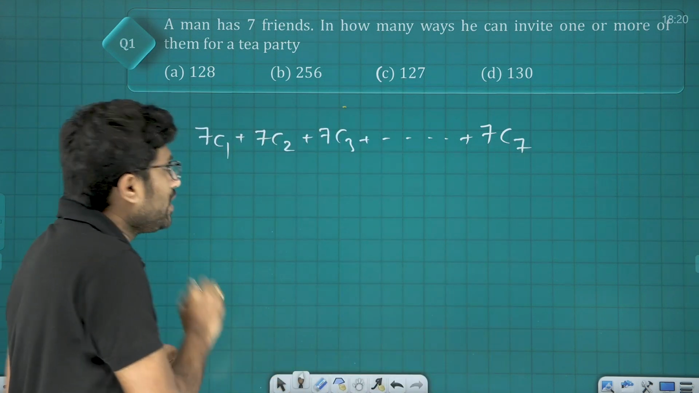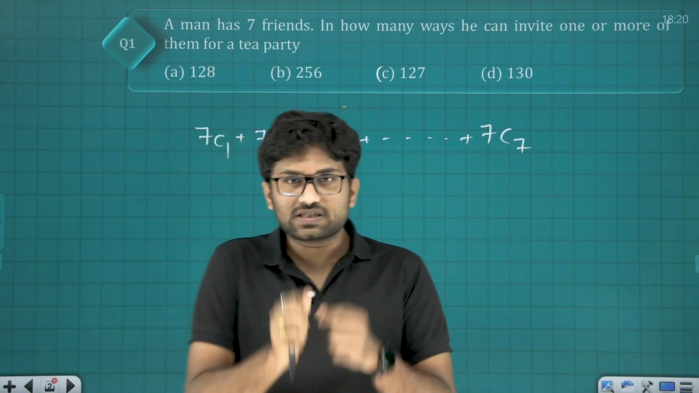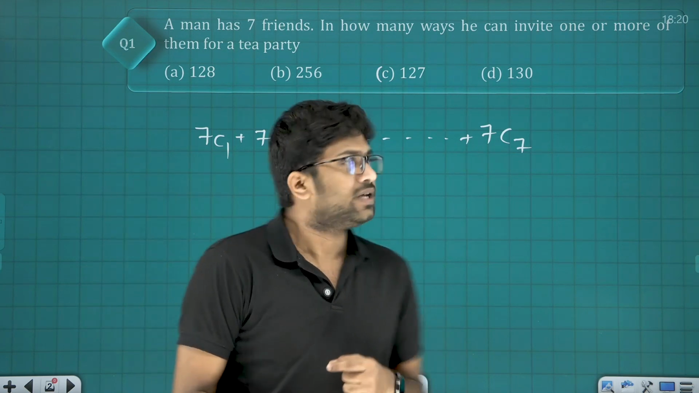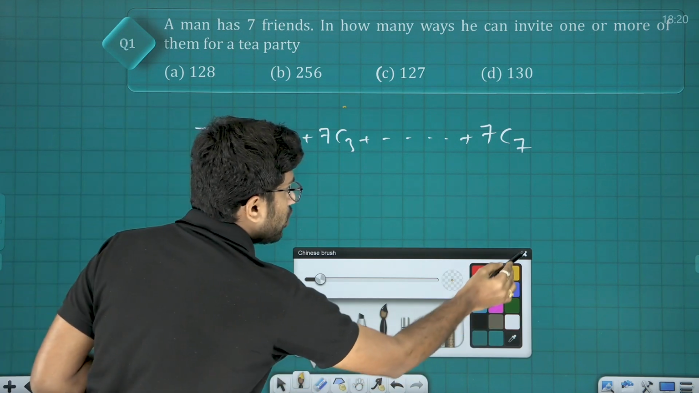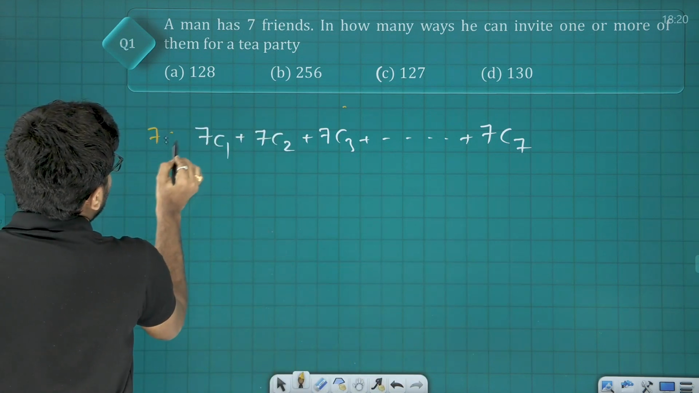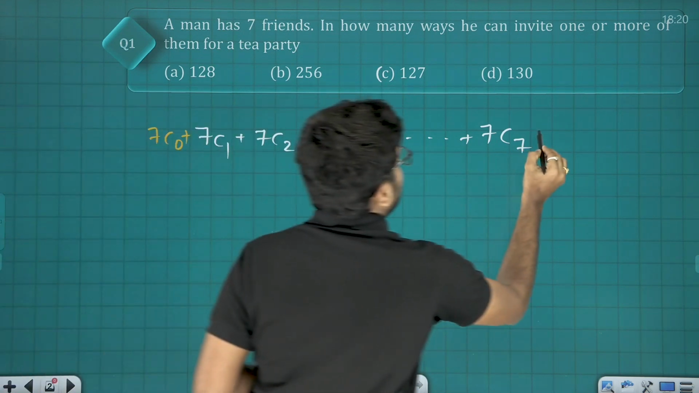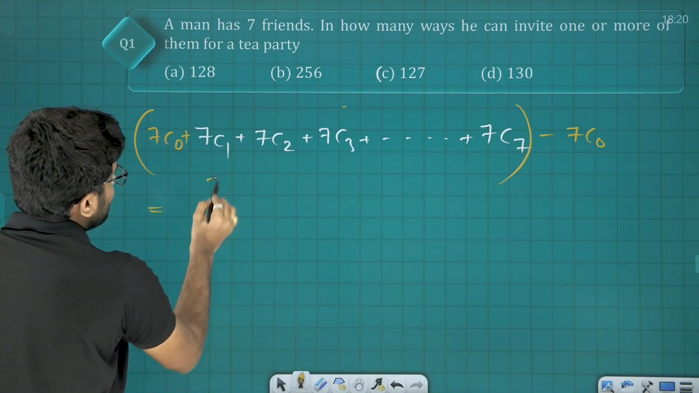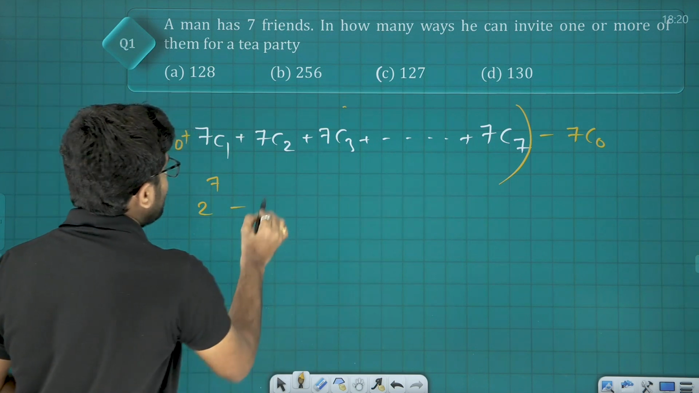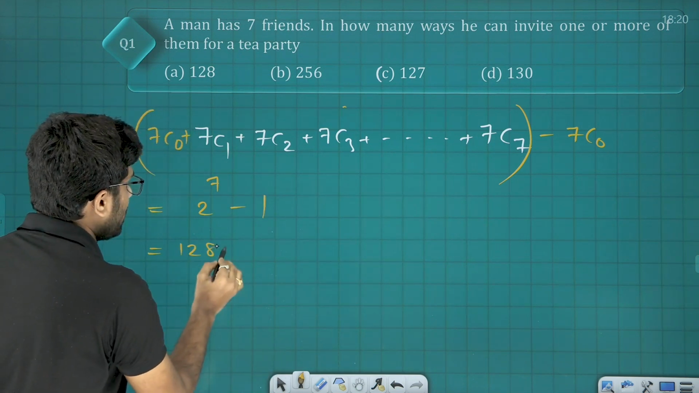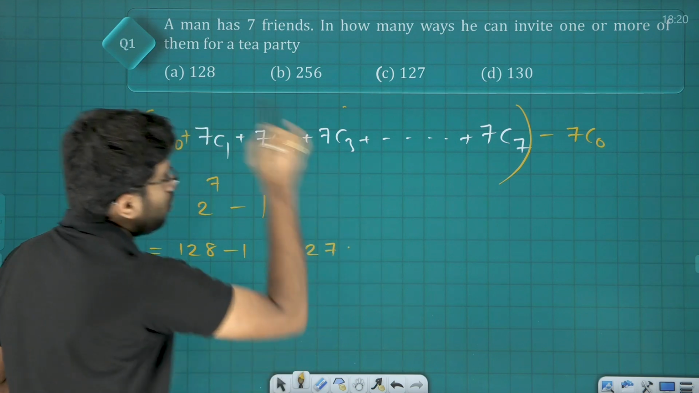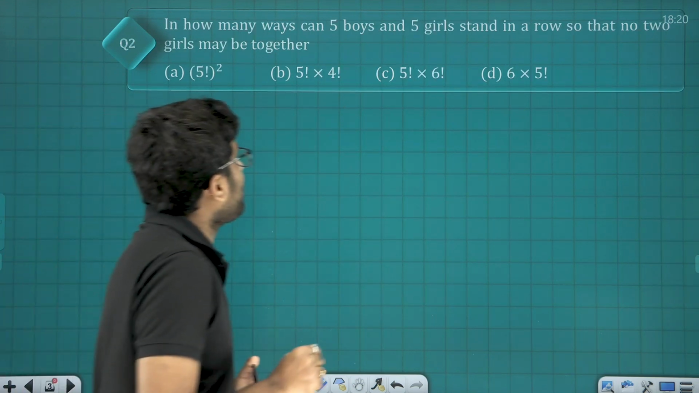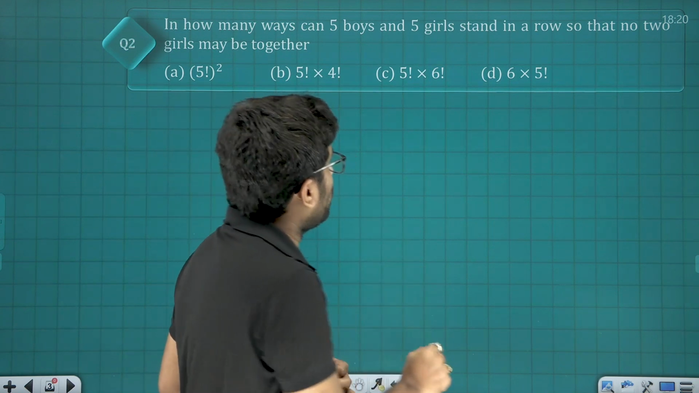From the binomial theorem, the sum of binomial coefficients nC0 plus nC1 plus nC2 and so on up to nCn is 2 power n. In the same way here, but we do not have 7C0, so add 7C0 and subtract 7C0. The value is 2 power 7 minus 7C0, which is 1. So 2 power 7 is 128, minus 1, equals 127. Clear, friends?